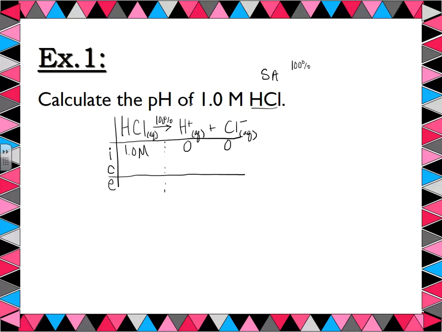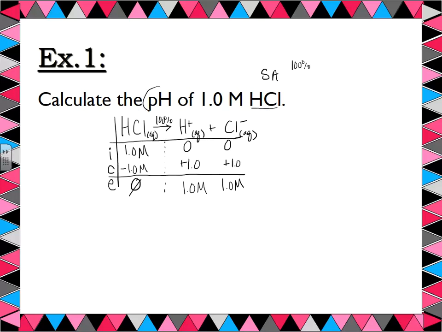Since this is a strong acid, it's going to dissociate 100%. So instead of defining our change or our shift in terms of X, we know all of it is going to be used up. So minus 1.0 molar for the HCl. The products are going to form so that we get pluses here. So plus 1.0, plus 1.0. So that means at equilibrium, as I said earlier, there's virtually zero of the original acid present because this is a strong acid. And we have 1.0 molar of the hydrogen ion and 1.0 molar of the chloride ion present.